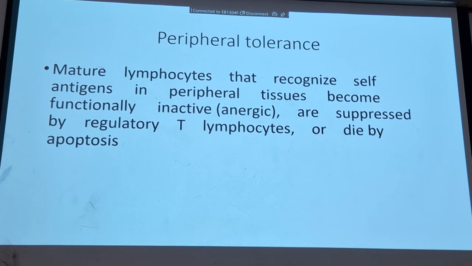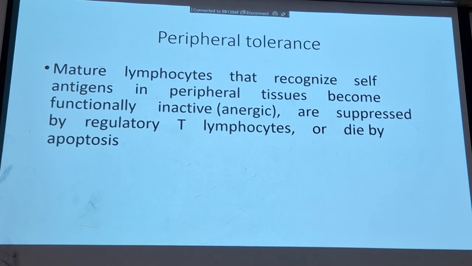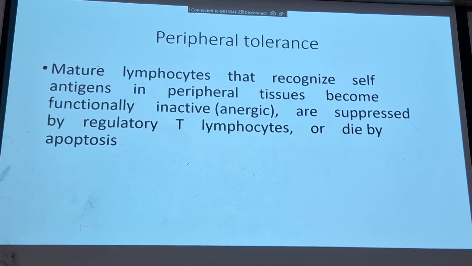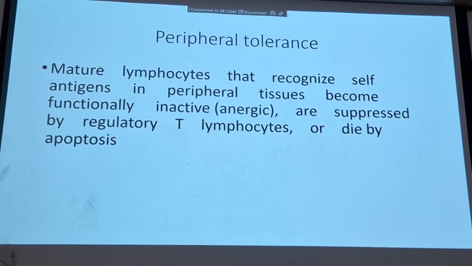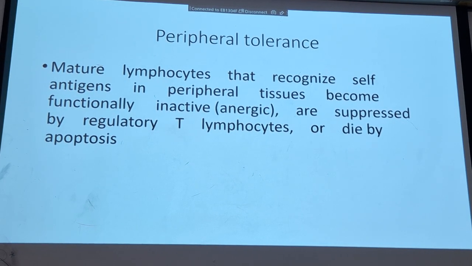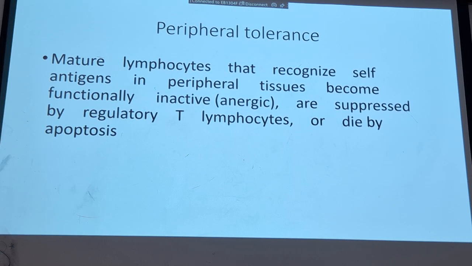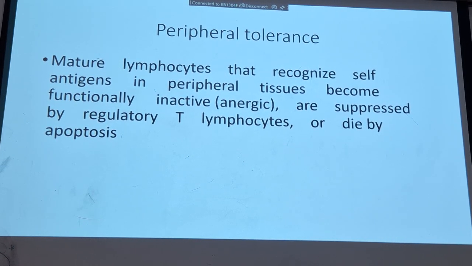So my last question is, what is the difference between central tolerance and peripheral tolerance? Central tolerance happens in the lymphoid organs and it happens in the immature T cells. Peripheral tolerance happens for the mature lymphocytes in the periphery of the body, and it is mediated by regulatory T lymphocytes. They suppress and make them anergic. But in central tolerance, they kill them, they undergo apoptosis. They are not anergic. They will be dying.